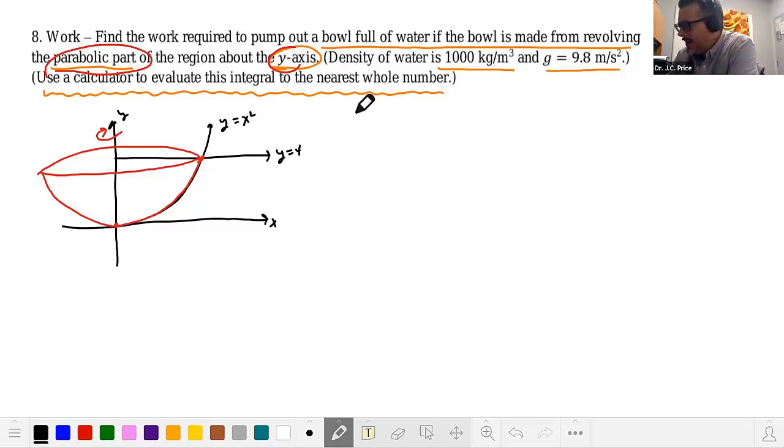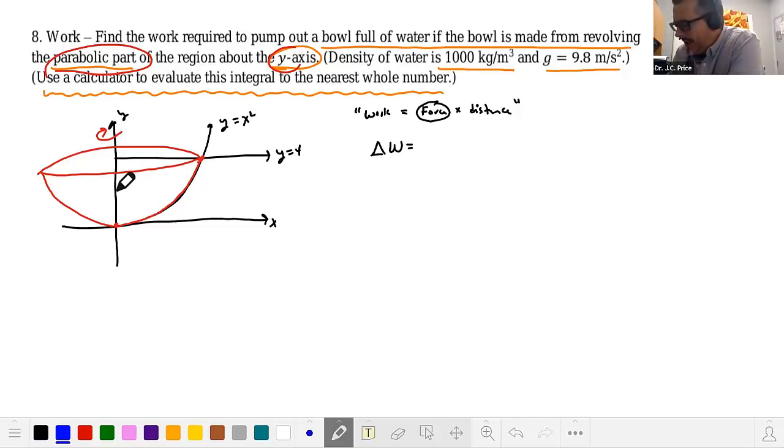So remember, work here is equal to just this force times distance idea. And so what we're going to do is find a small change in work. And to do that, we have to find the small change in the mass. And so we're going to take a little piece over here. So just take a little piece.